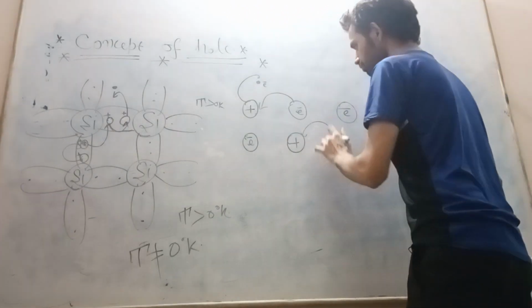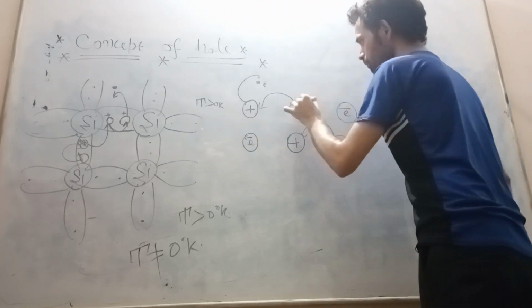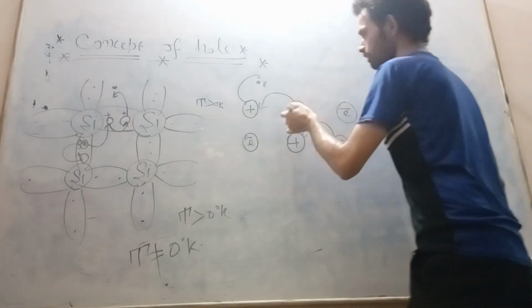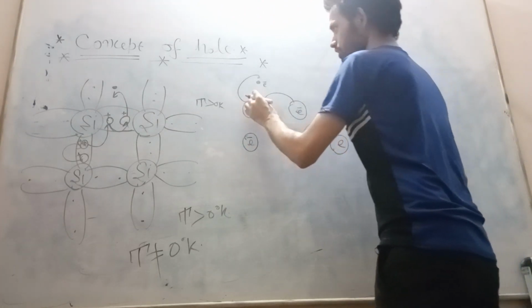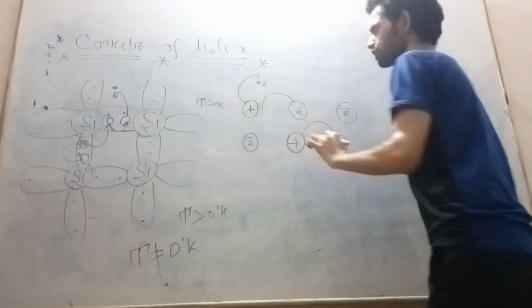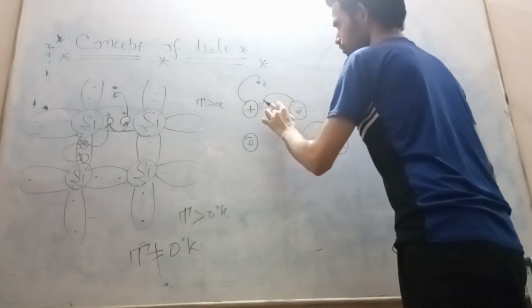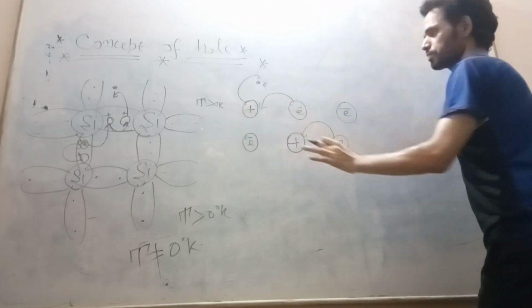Now see what we are observing here. This electron movement: when temperature is greater than 0 degree Kelvin, this electron will jump to the conduction band or interatomic space. Then what happens? This electron will replace this positively charged empty state.